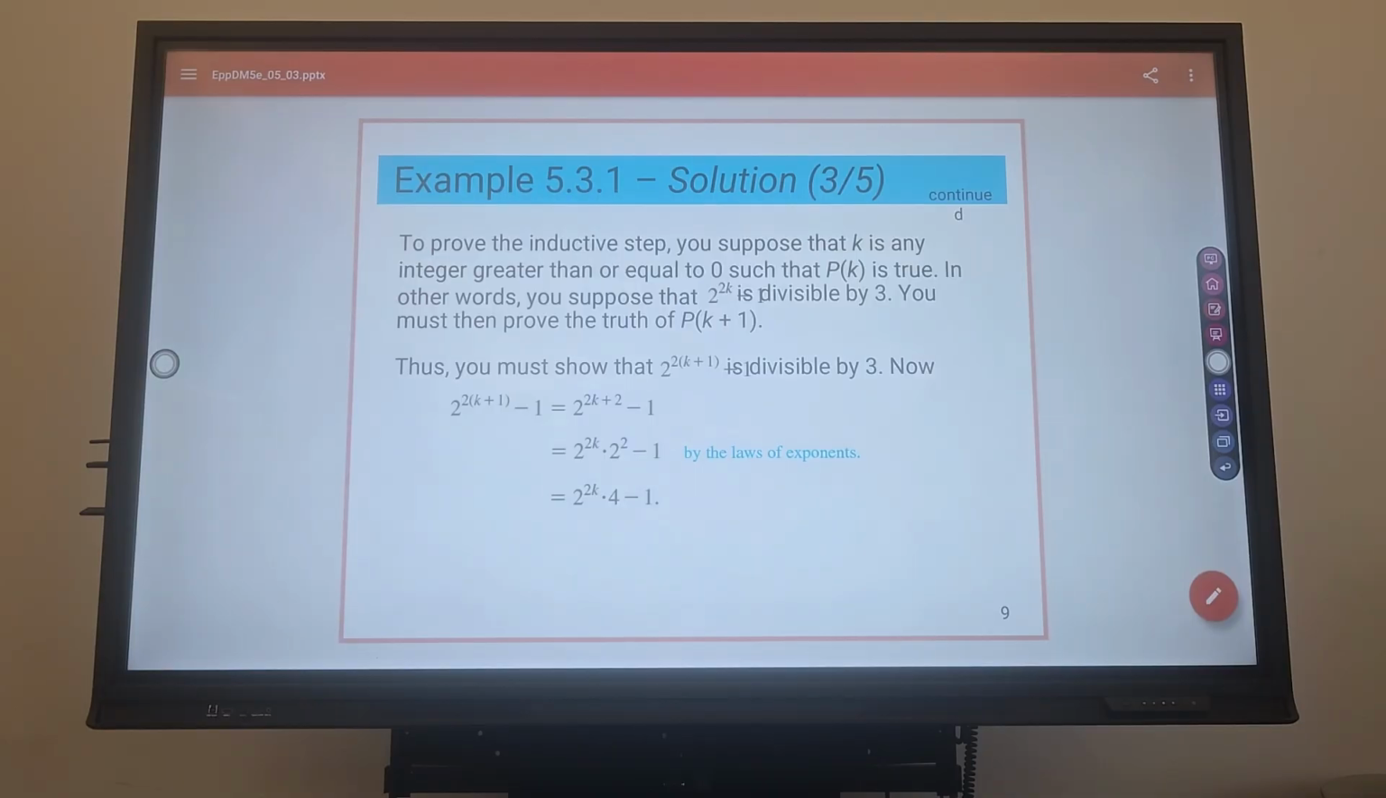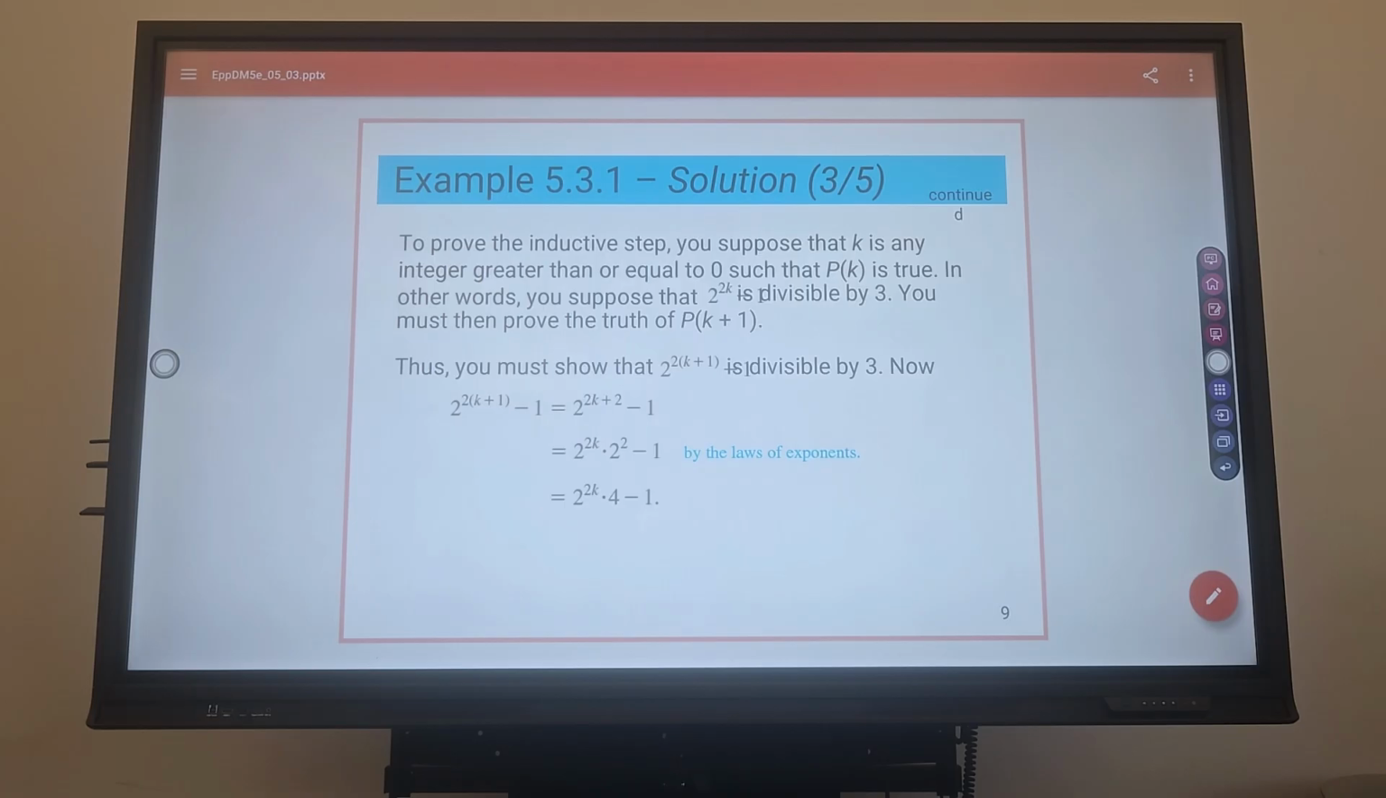To prove the inductive step, you suppose that k is any integer greater than or equal to 0 such that P(k) is true. In other words, you suppose that 2^(2k) minus 1 is divisible by 3. And then you must prove the truth of P(k+1). Thus, you must show that 2^(2(k+1)) minus 1 is divisible by 3.